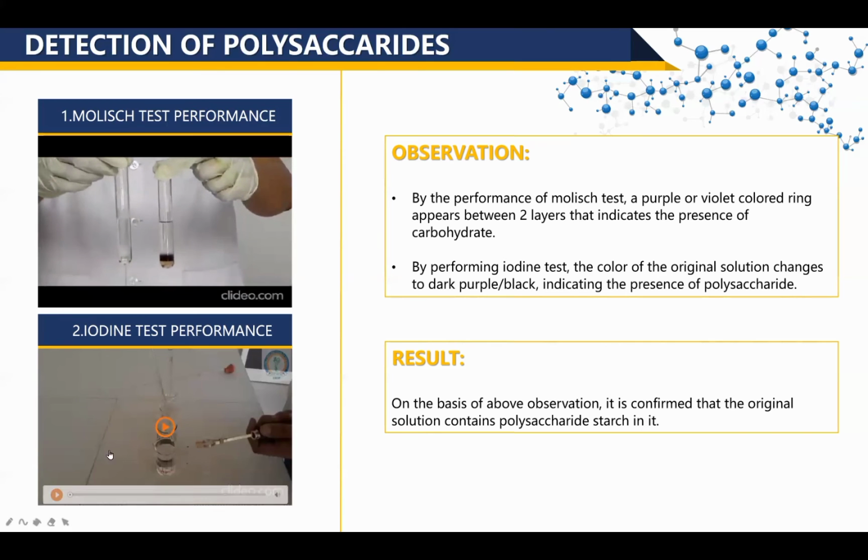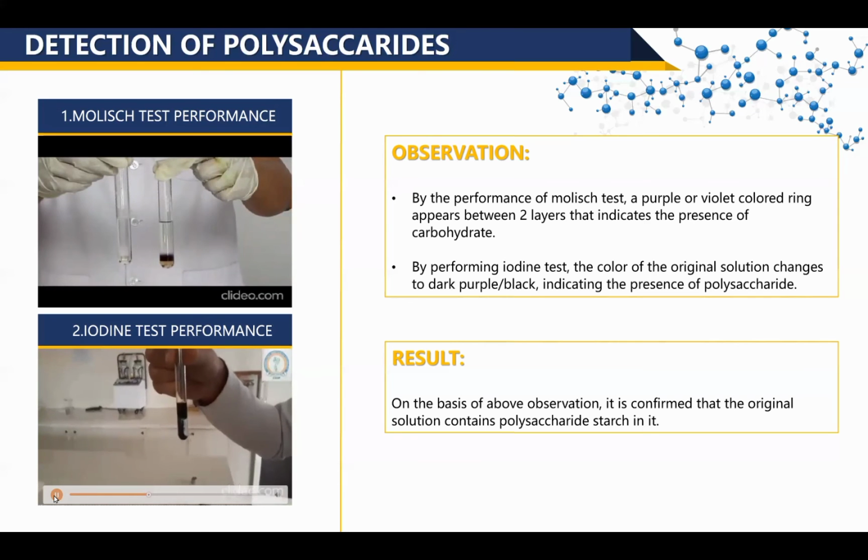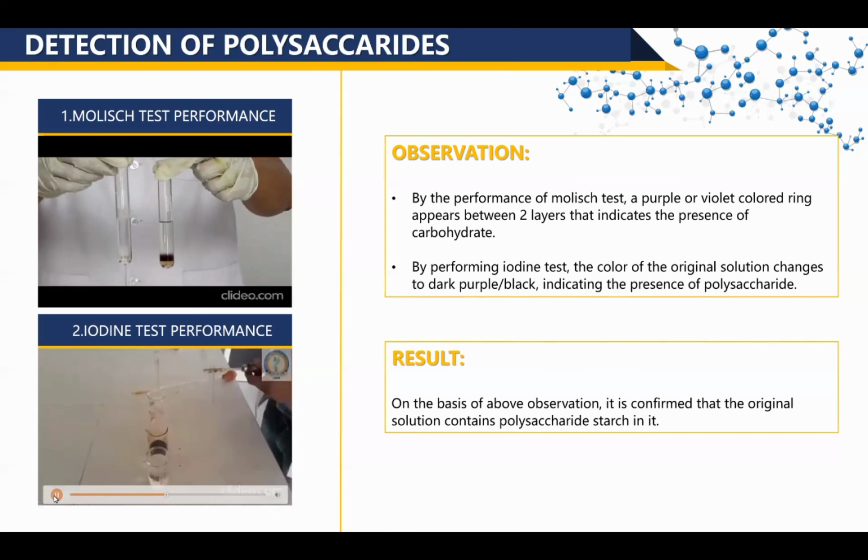Now moving towards iodine test, we are going to take two separate test tubes with 2 ml of sample in each of them. Same as previous Molish test, we are going to compare both positive and negative result in iodine test as well. We took one test tube, added 2 ml of sample earlier, and now we are adding few drops of iodine solution. As you can see that the color changed to dark blue, blackish color, which indicates the presence of polysaccharide, and polysaccharide is starch.